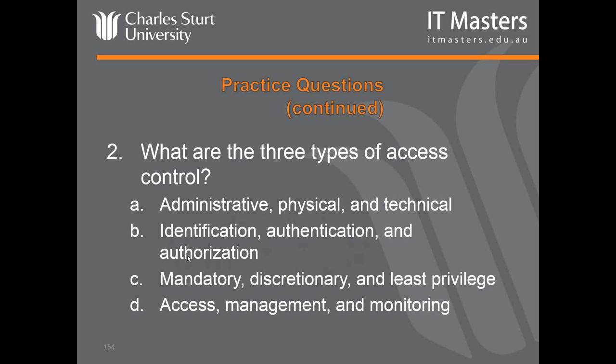It's not going to be authorization, because that's something that happens after all of this. So it can't be B. We can quickly take out some of these things and say they're not correct. The types of access control are administrative, physical, and technical. Mandatory, discretionary, and least privilege: well, we have mandatory access control, but we don't have least privilege as an access control. Access management and monitoring: monitoring is not an access control. So in this case, we're looking at A, because administrative access controls are policy, physical access control is locking people out of something, a door, whatever else, and technical is such as a firewall.